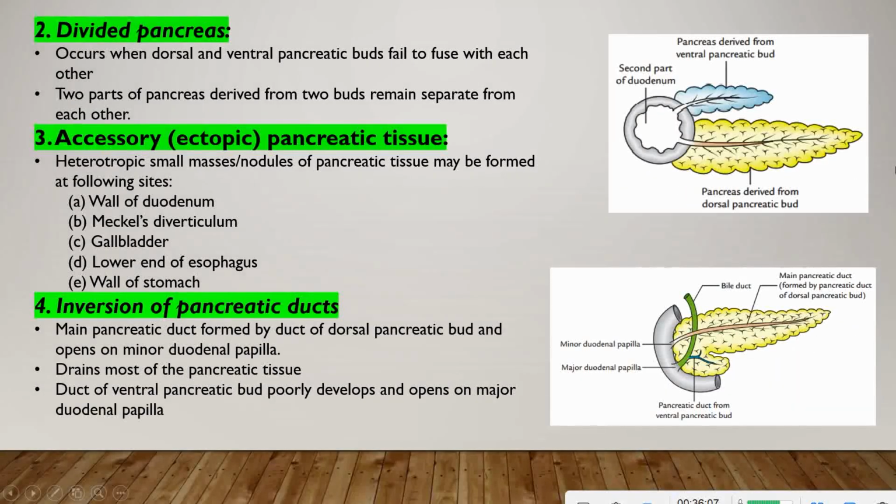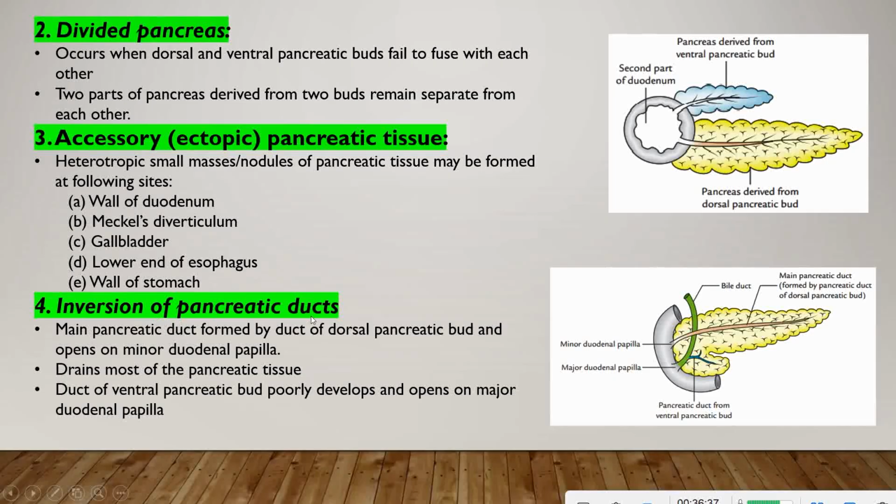There can be divided pancreas, which occurs when the dorsal and ventral pancreatic buds fail to fuse with each other. The two parts of the pancreas derived from the two buds remain separate from each other. Accessory or ectopic pancreatic tissue. Here, heterotopic small masses and nodules of pancreatic tissue may be formed at the following sites: either in the wall of the duodenum, Meckel's diverticulum, gallbladder, lower end of the esophagus or wall of the stomach.